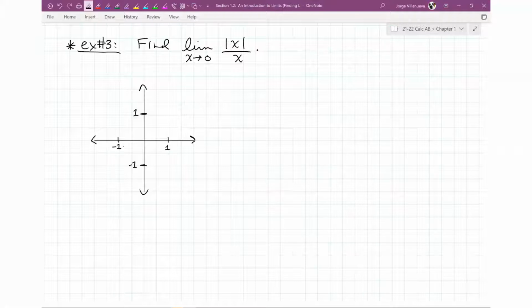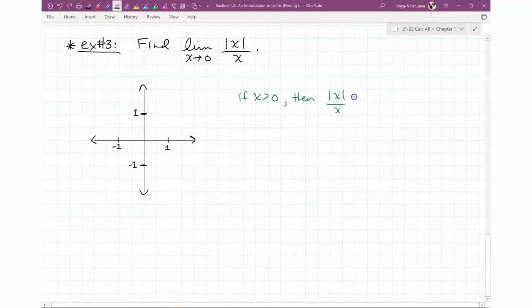So I can't pick a 0 because 0 is going to give me an undefined value, right? So what I got to think is, if x is greater than 0, then the absolute value of x over x will equal 1. And if x is less than 0, then the absolute value of x over x will be negative 1. At 0, well, there's no answer there, right? I can't plug in a 0. I'm going to end up with an undefined term.